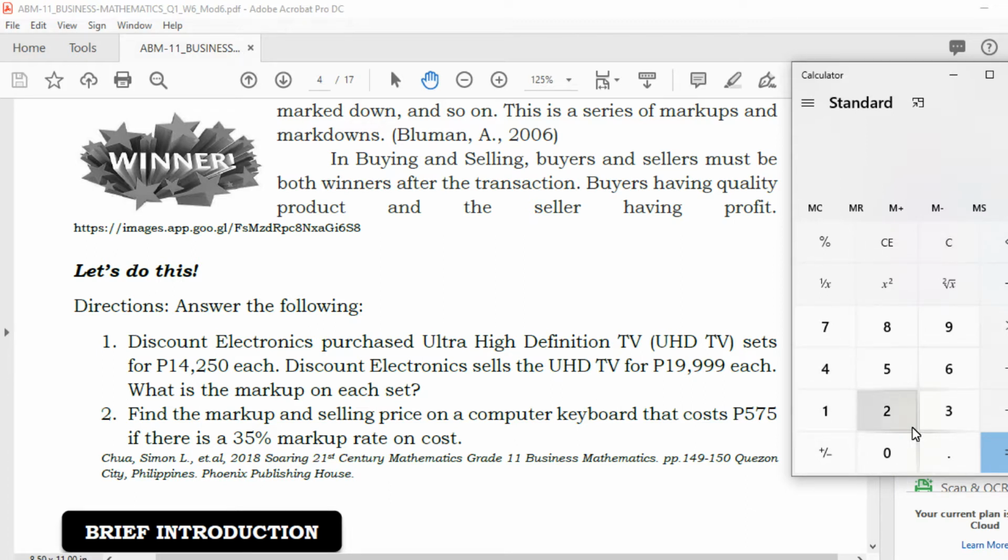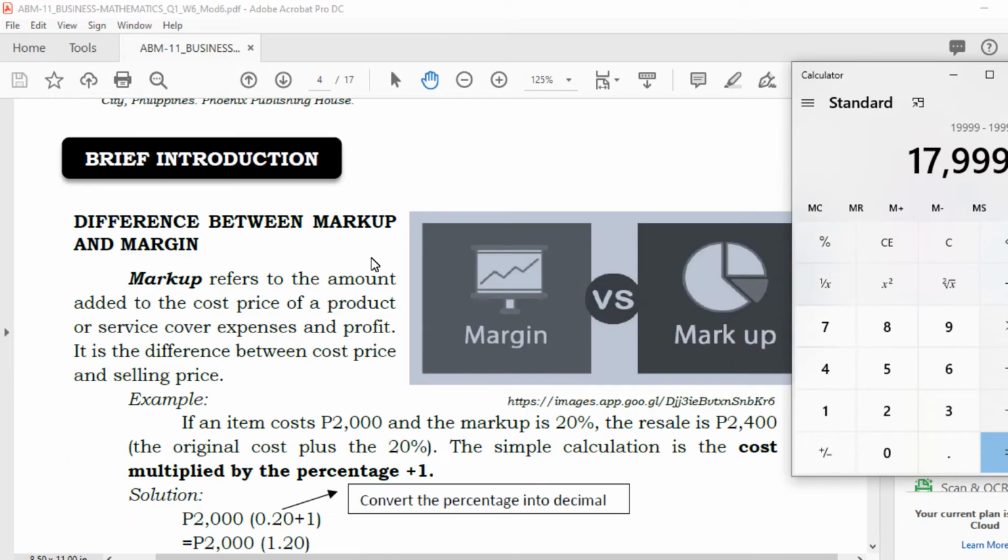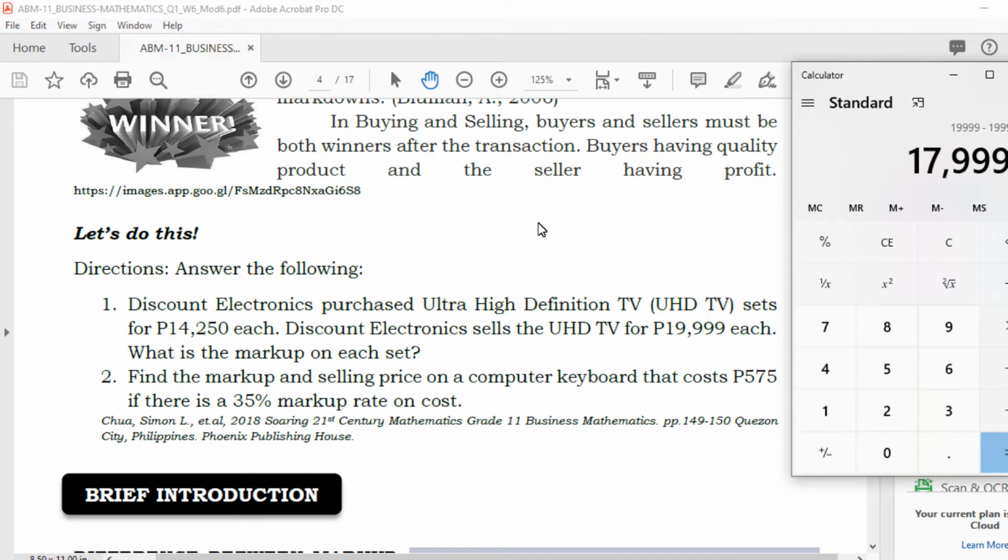So, ulitin natin, paano, 19,999 times 0.10. So, 1,999.9. Then, yung 1,999.9 nyo, ililess mo sa 19,999. Oh, 17,999. So, in short, more or less nasa 18,000. So, yon, that is the markdown.